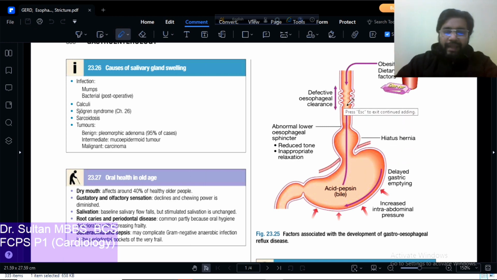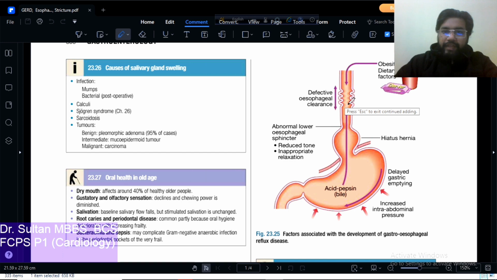The esophagus itself may have some problem. If the esophagus is defective, like there is some dysmotility disorder of the esophagus, the food content cannot pass through the esophagus properly and it will cause the reflux disease. Okay, there are some environmental or dietary factors, lifestyle factors that are related with the reflux disease.